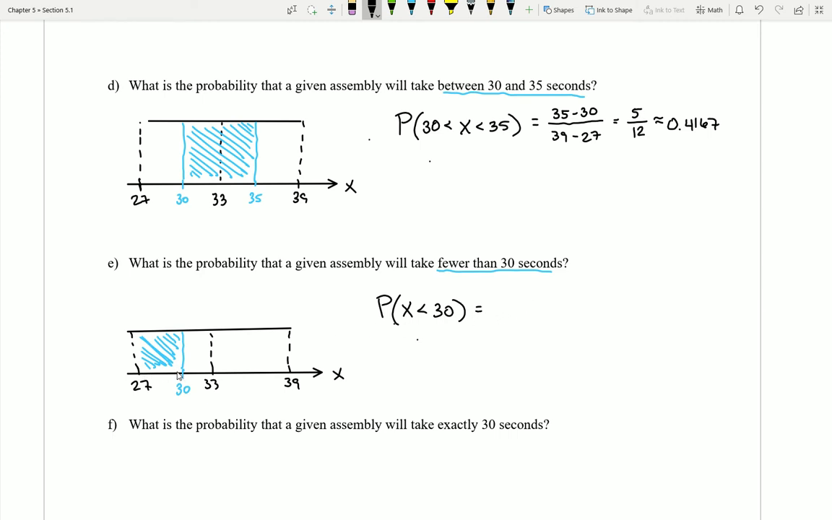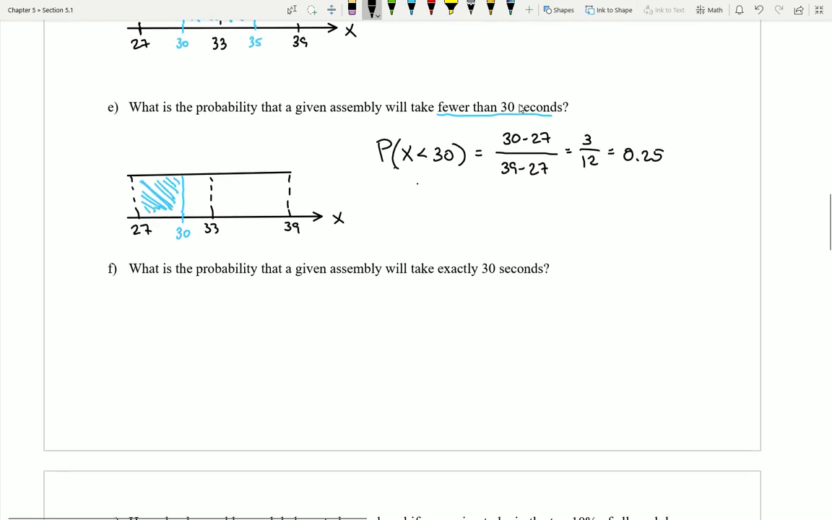So I'm going to take right side of my blue minus left side of the blue. So 30 minus 27, length of the blue, over length of the entire interval, which is going to be 39 minus 27. So let's see, that would be 3 over 12. Ooh, and 3 over 12, that's actually just 1/4, or exactly 25%. So there's a 25% chance that the module will take under 30 seconds to produce, while there's a 41.67% chance it'll take between 30 and 35 seconds.